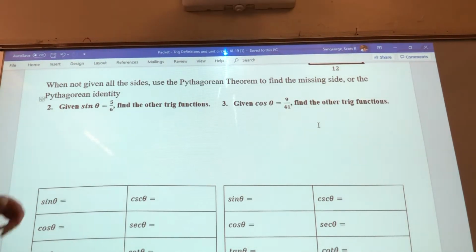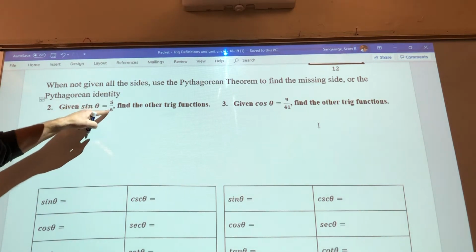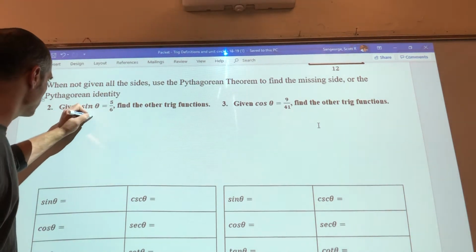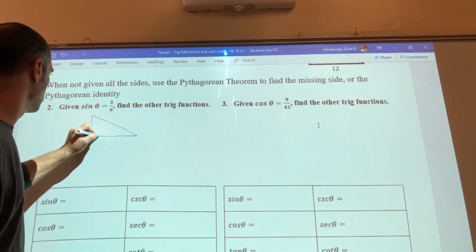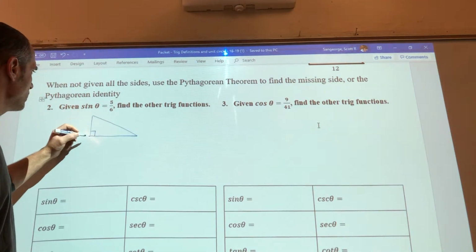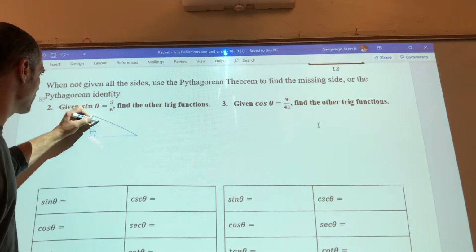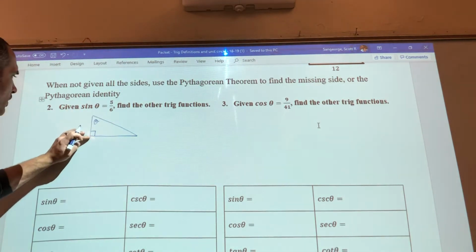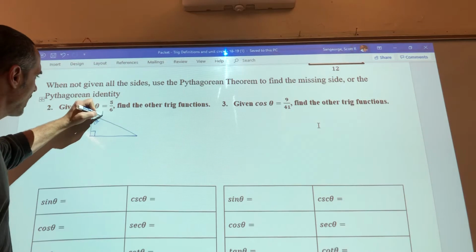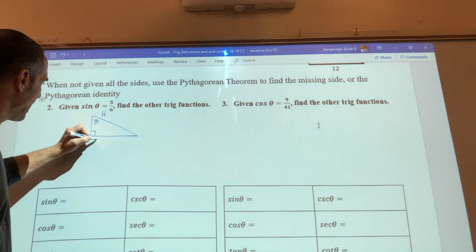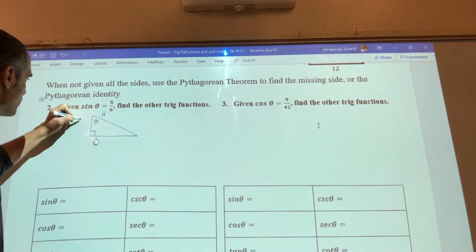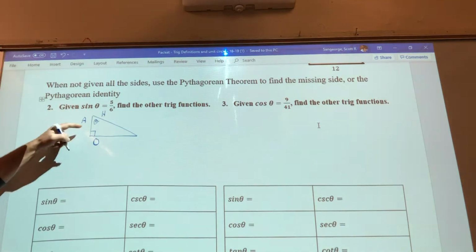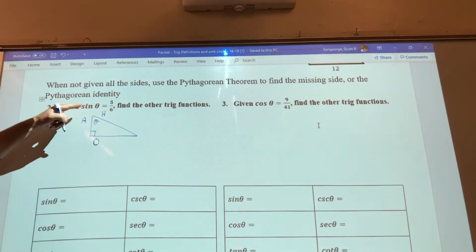When you're not given all the sides, we can use the Pythagorean theorem to find the missing side, or use the Pythagorean identity. So if we're given sine of theta is 5/6, we should draw a triangle. This is my right angle, and I'll just say theta is over here. So if theta is over here, we know that this is my hypotenuse, this is my opposite, and this would be my adjacent.